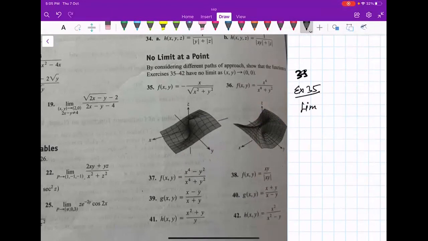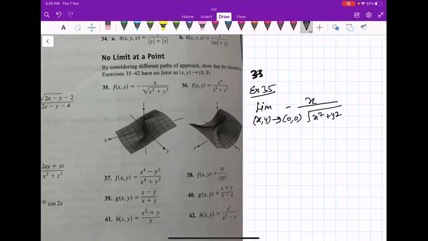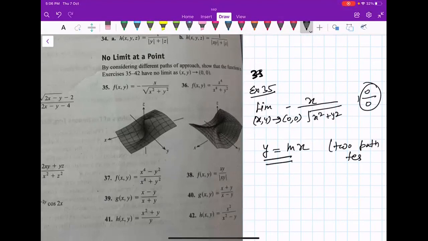Limit, what is given here, x y is tending to 0, 0, and function is given here x upon under root x square plus y square. Okay, so in this case, it is not possible to simplify it. So what we will do now, we will apply y equal to mx. This is 2-part test. Yes, you are getting 0 by 0 form, but you cannot simplify it. So you will just apply 2-part test.